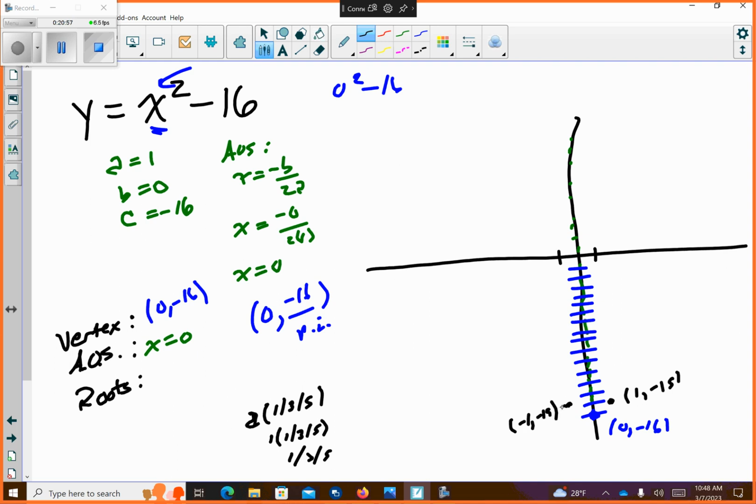Is that okay so far? Then we'll do the 3. So that's going to take me to 2 comma negative 12. And then negative 2 comma negative 12.